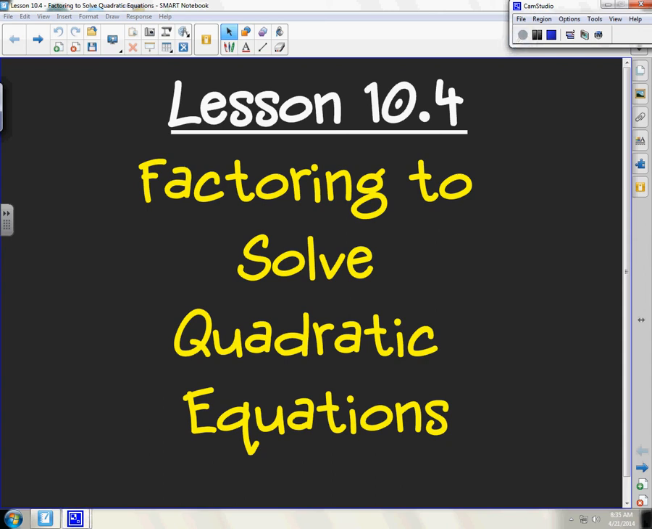Hello mathematicians, this is lesson 10.4, factoring to solve quadratic equations.